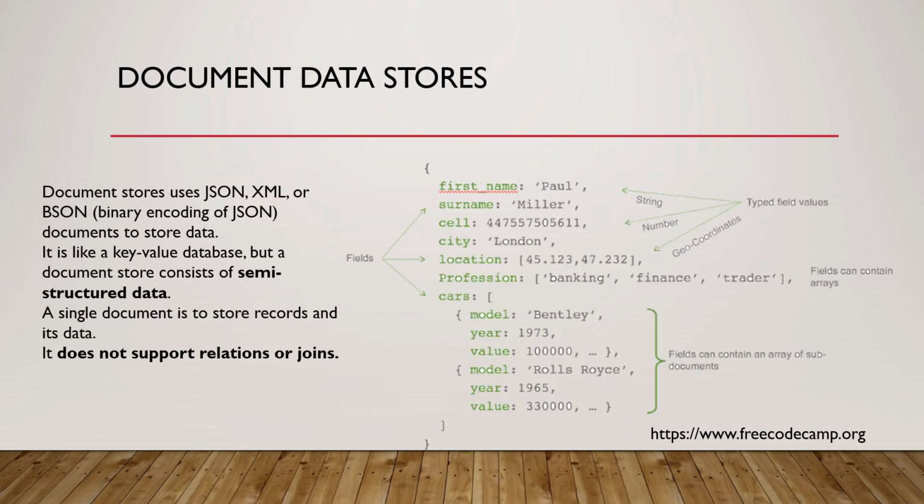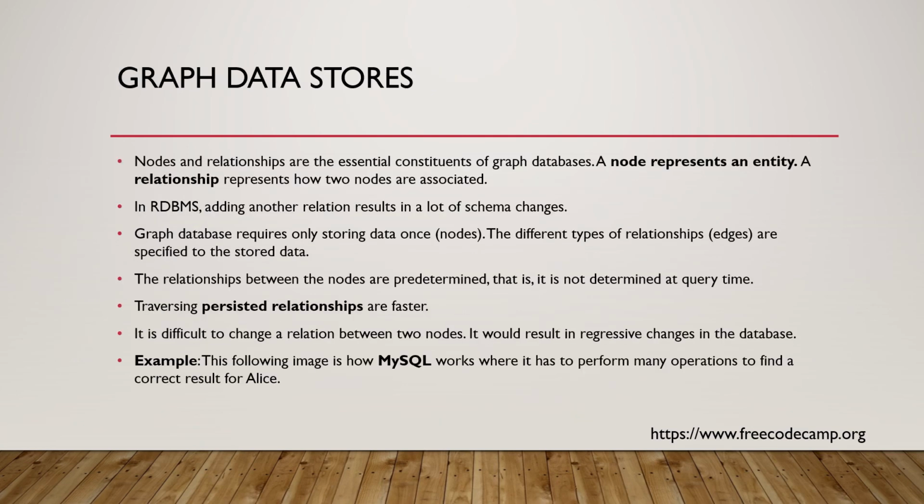On the other hand, the document data store, a quick review again. Here the fields are first name, cell, city, location, profession, and cars. There are 2 cars here, so there is a list of key value pairs. It could be a list of key value pairs within a list of key value pairs, and so on. So that is the structure, the way it is stored. It comes down to everything being a key value pair. That's my main angle here.